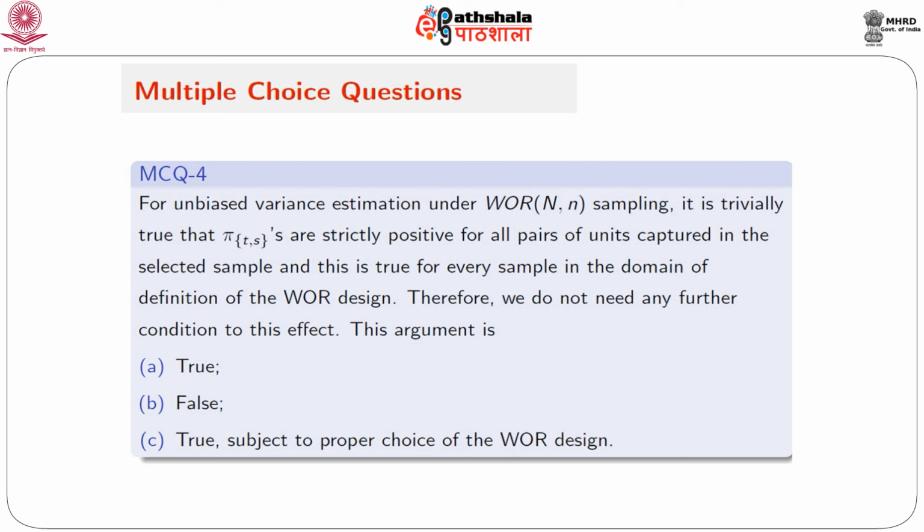It's very tricky. Good problem. So they are saying maybe I don't need any further condition because all the units captured in a sample definitely have positive pairwise inclusion probabilities. So why do I need any further condition? The condition that we have been learning is pi ij strictly positive for all i not equal to j in the population. Why do I care about the population at large? It says the argument is true, false, or true subject to proper choice of the without replacement design.